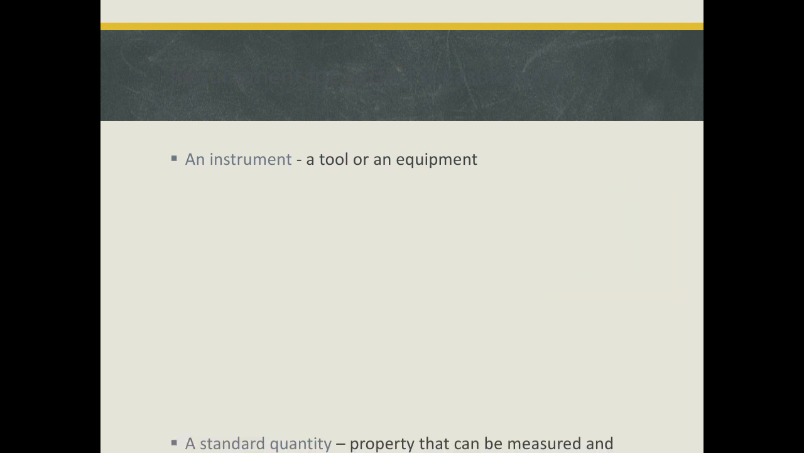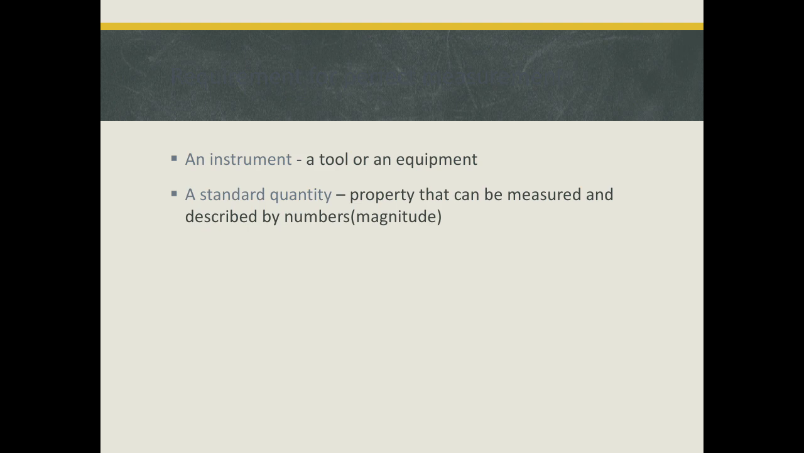So a perfect measurement requires some basic things. What are the requirements for a perfect measurement? The first thing we require is an instrument. We should have a standard instrument to carry out a perfect measurement. Then we require a standard quantity. We can measure only a standard quantity. The standard quantities are nothing but the properties that can be measured and described in terms of numbers.